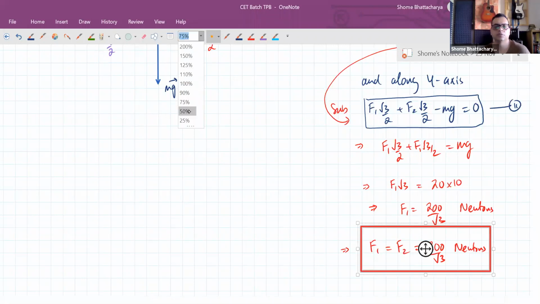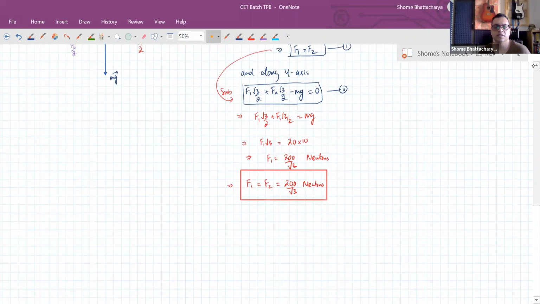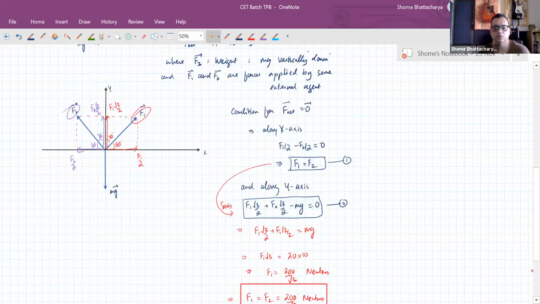Okay, so just make a note of this, people. So this is a very standard type of question as far as Newton's laws is concerned.